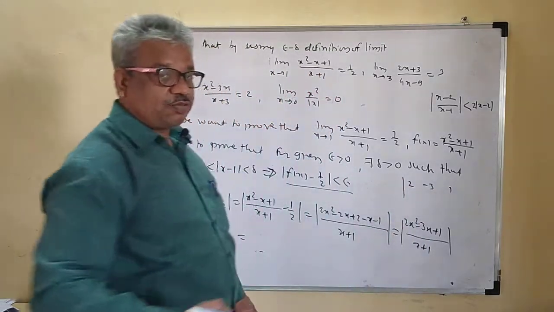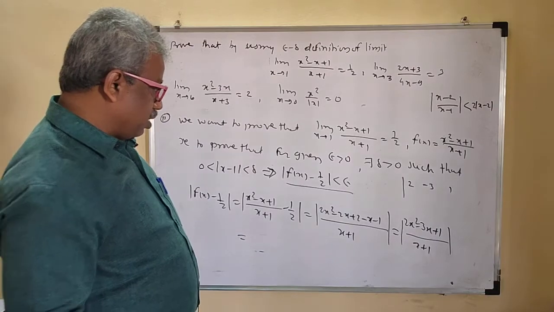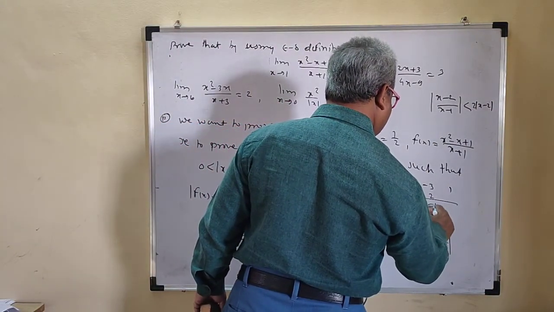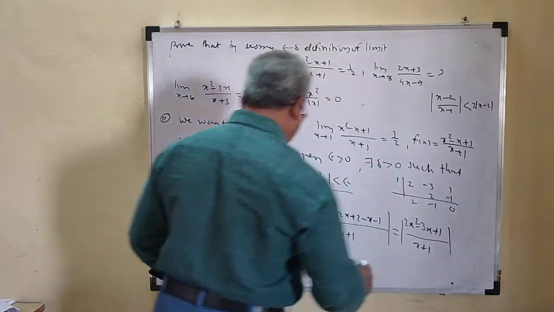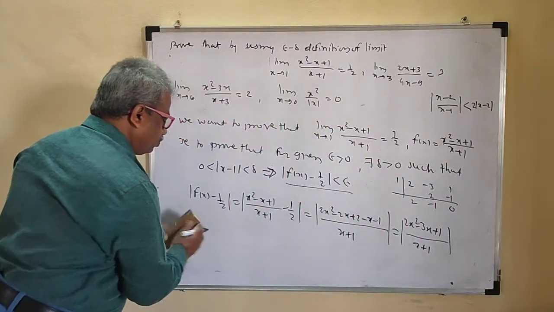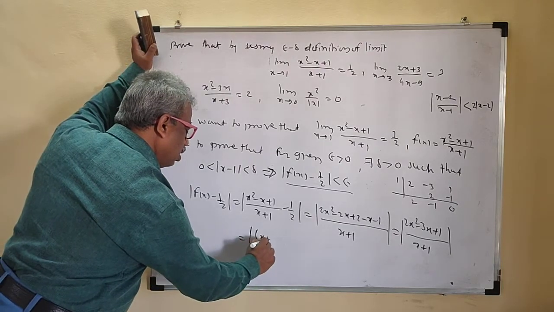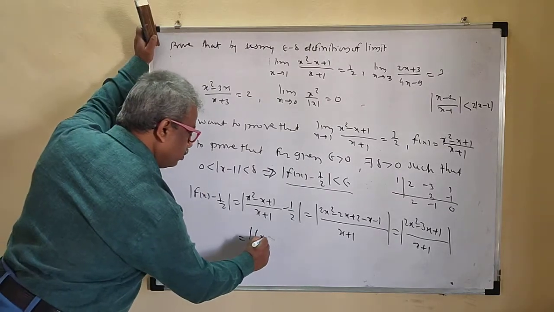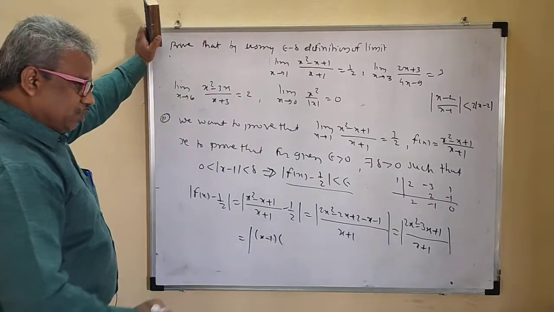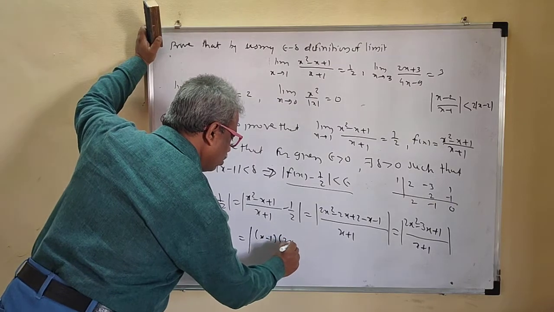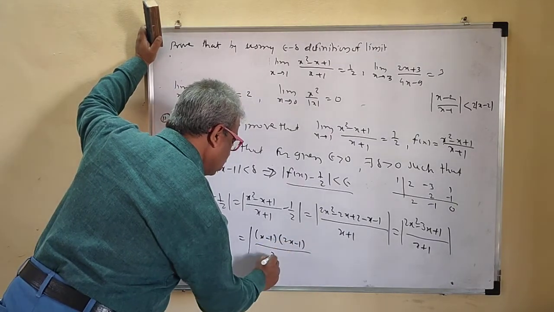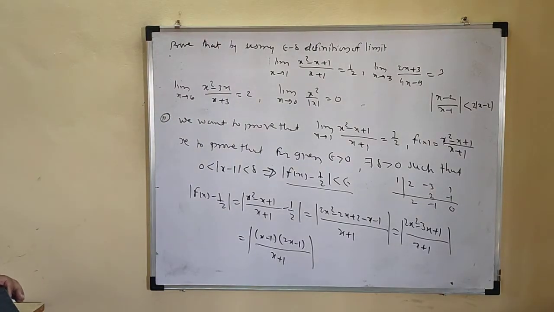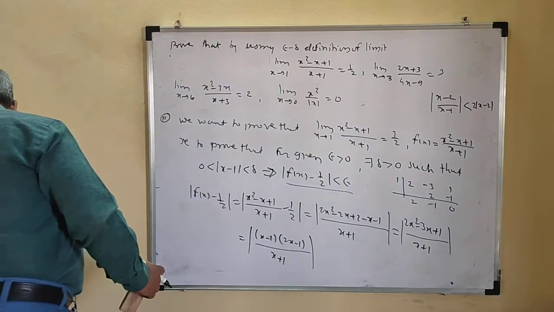So you want to prove that x − 1 is a factor. Write here 1, this is 2, −1. So this is 0. So what are the factors? The factors are (x − 1) into (2x − 1), upon 2(x + 1).